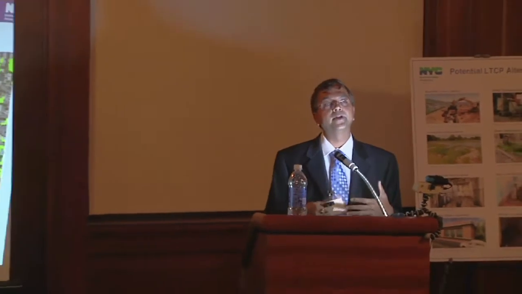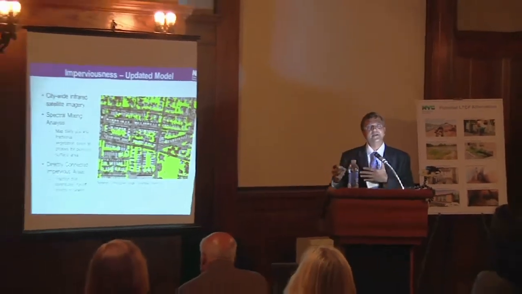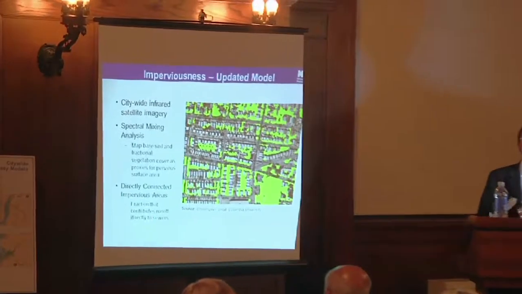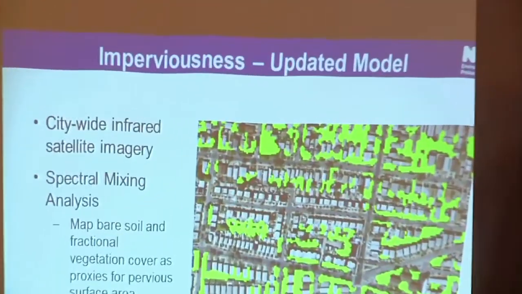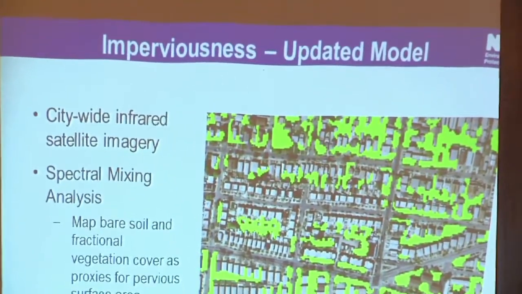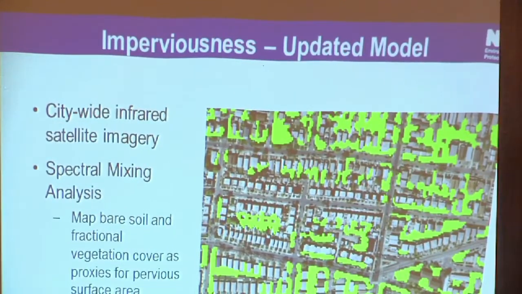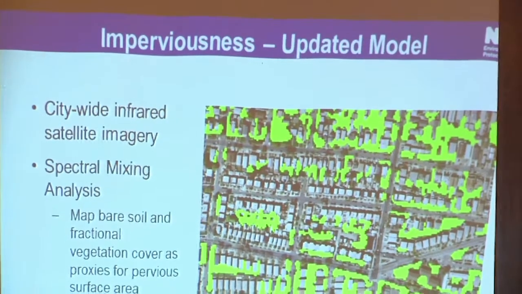One of the key improvements that I mentioned was the imperviousness. Columbia University helped us with this characterization process. So instead of using the building footprint and then approximating the increased imperviousness, they used the spectral mixing methodology or analysis that identifies the bare soil or vegetated cover, and it's able to identify them using the different spectra.